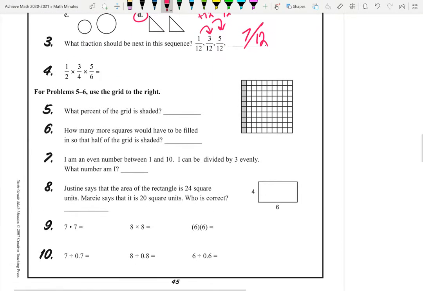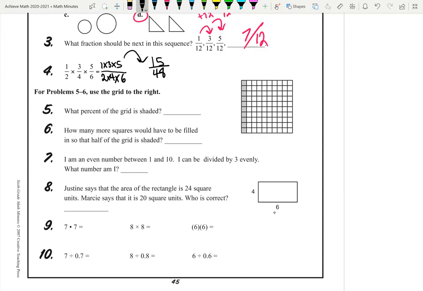All right, number 4, multiplying fractions. They do not have to have the same denominator. I just write them as a single fraction, 1 times 3 times 5, and 2 times 4 times 6. Now, I am going to use an advanced technique here to help simplify. I could just multiply it out, brute force, and it's going to be 15 over 48. I'm going to have to reduce this.